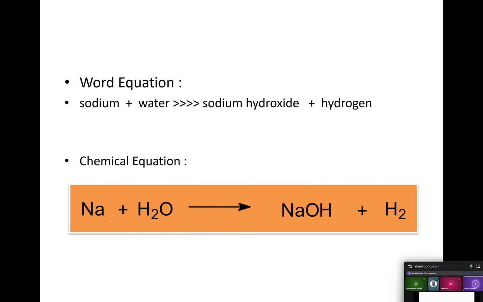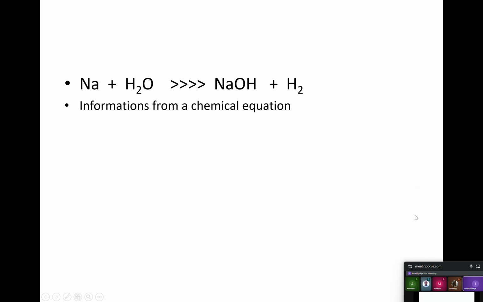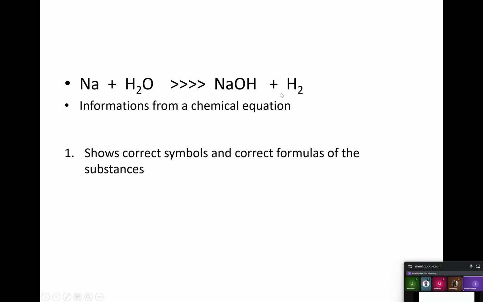Okay, so let's continue. We have a combination of sodium with water resulting in sodium hydroxide and hydrogen gas. All that you have on this left hand side is considered as the reactants, and all that you have on this right hand side is considered as the products. Again, this is the equation: sodium combining with water, H2O, resulting in the formation of sodium hydroxide and hydrogen gas.